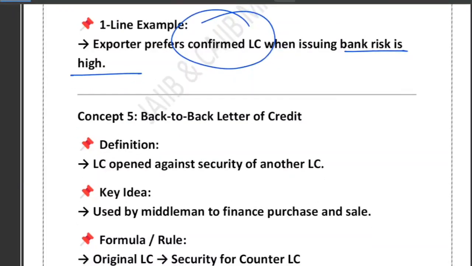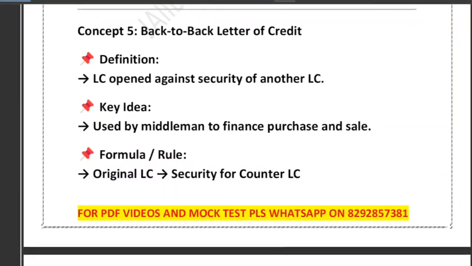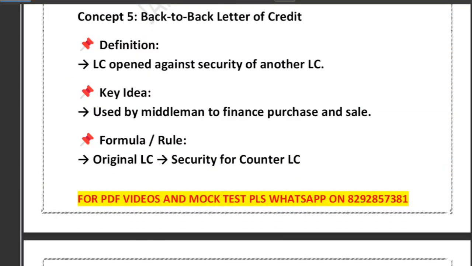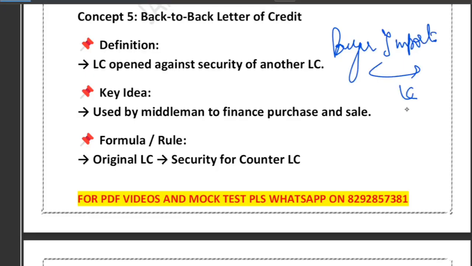Back-to-back LC. See, an LC opened against the security of another LC. It is mostly used by a trader or middleman. So how does it work? The buyer opens the original LC in favor of the trader. Suppose there is a buyer, or we call it the importer. So the importer opens an LC in favor of the trader, right? And the trader opens another LC in favor of the supplier.